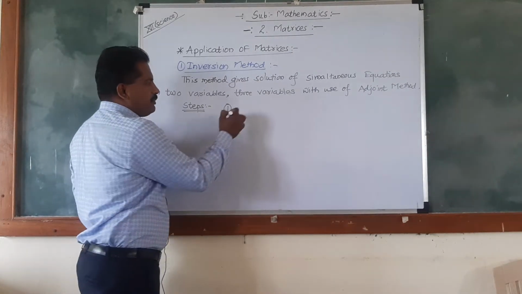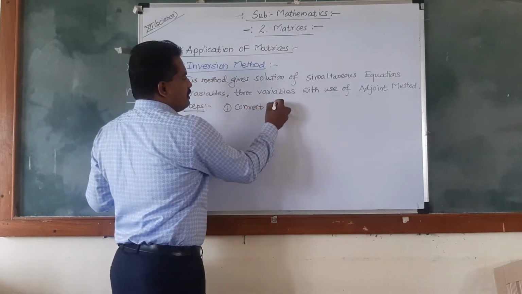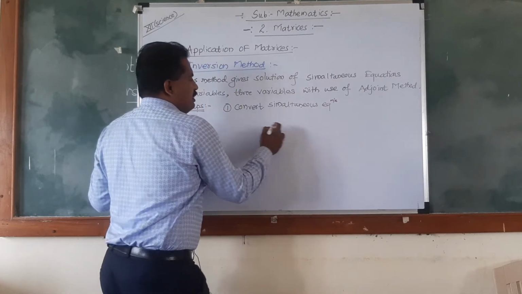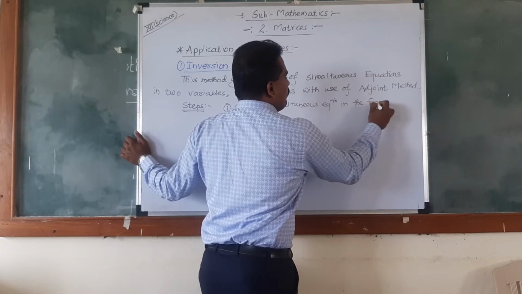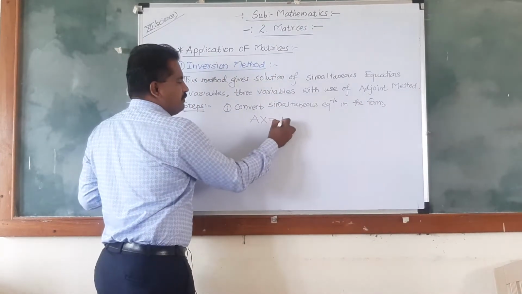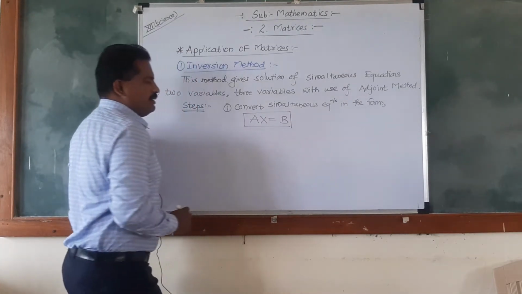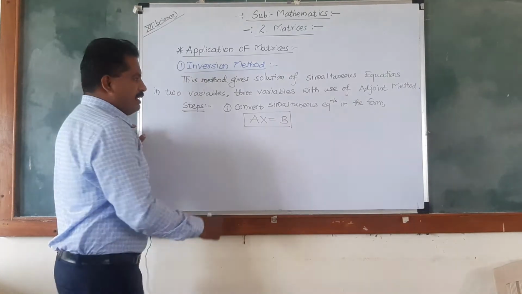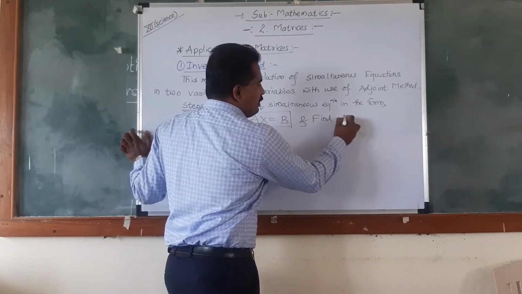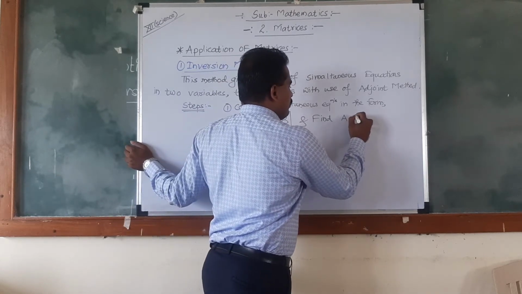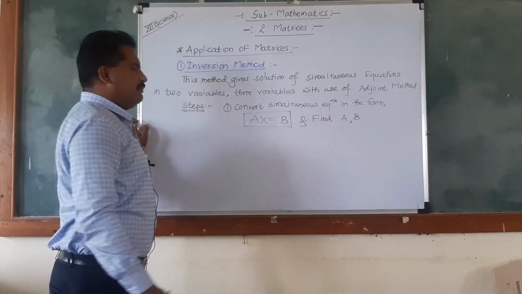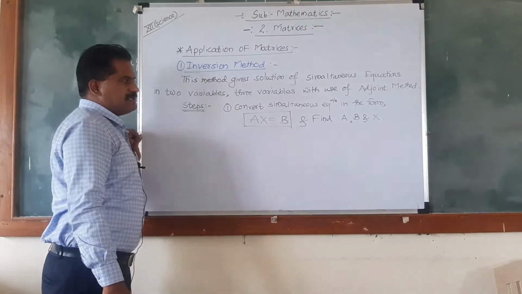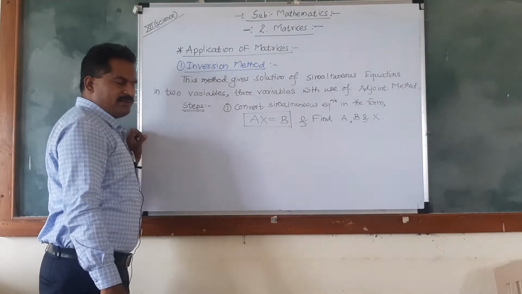First step is convert simultaneous equations in the form Ax is equal to B, and find A, B and X. Okay, convert the simultaneous equations in the form of Ax is equal to B.